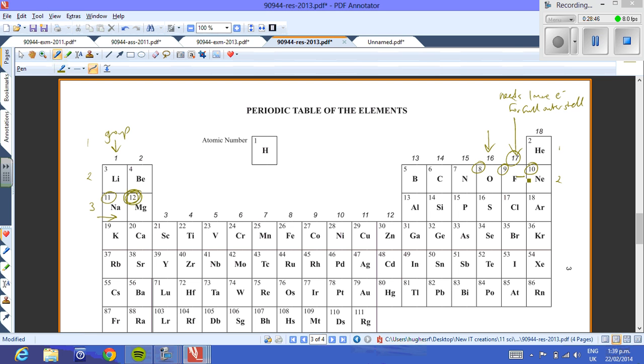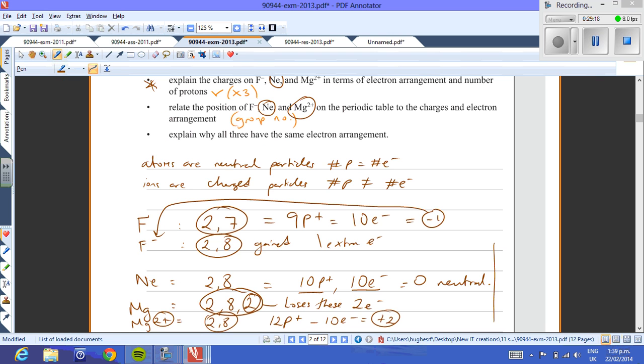So for any of these elements, fluorine will form fluoride, chlorine will form chloride, bromine will form bromide, iodine will form iodide. So all group 17 elements will just gain 1 more electron. Magnesium is in group 2, so it will lose 2 outer shell electrons and therefore form a charge of +2. Anything in group 2 will form a charge of +2: beryllium, magnesium, or calcium. And neon is in group 18. It has a full outer shell, 8 electrons, so therefore it will not ionize at all. So that's what they're getting at in that particular bullet point.